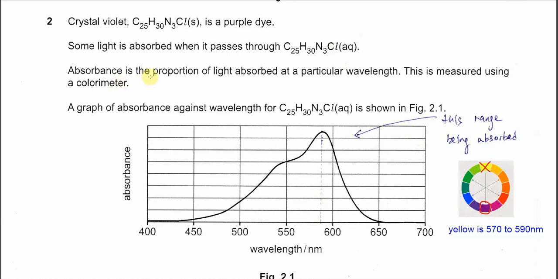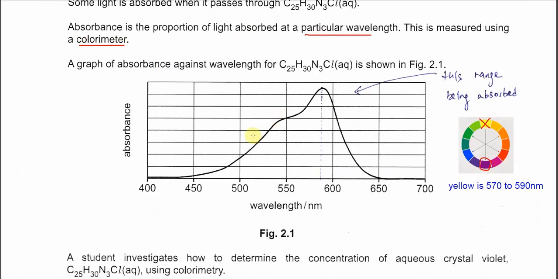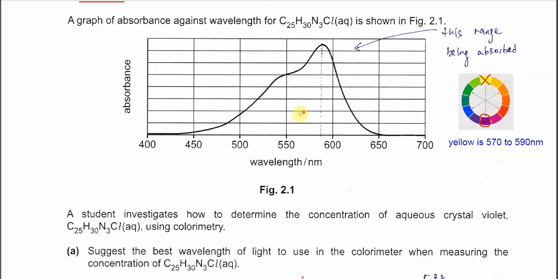Absorbance is proportional to the light absorbed at a particular wavelength. This is measured using the colorimeter. This is the absorption spectrum. The peak maximum is around 580 to 590. Later we get back to this absorption spectrum.